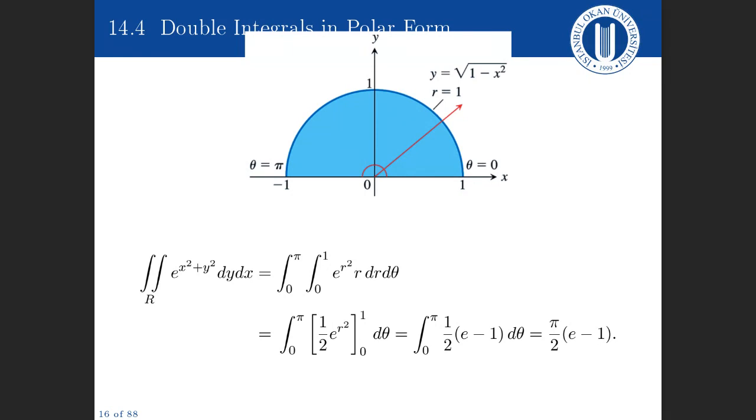An antiderivative of e to the power r squared times r is a half e to the power r squared. Calculate this at 0 and at 1 to get a half (e minus 1). And then we integrate that between 0 and pi. It's a constant with respect to theta, so it's just pi over 2 times (e minus 1).